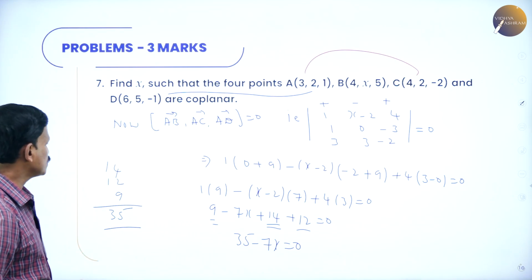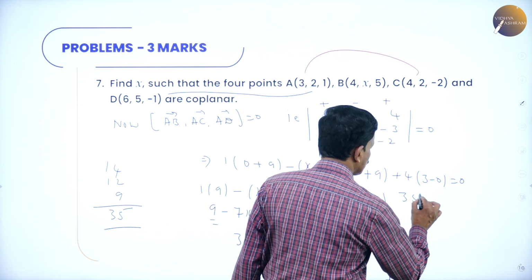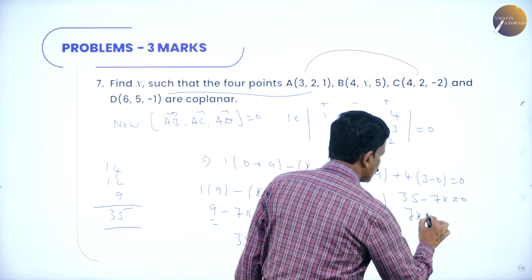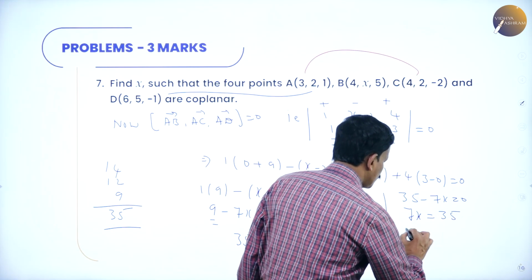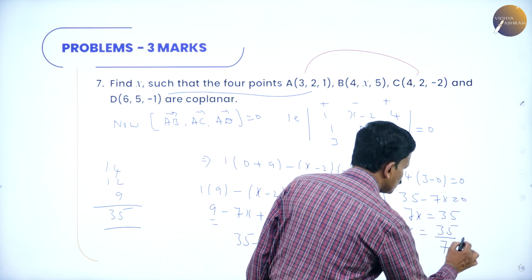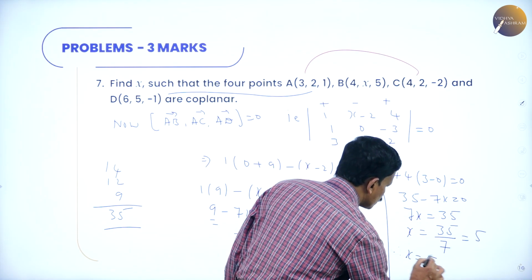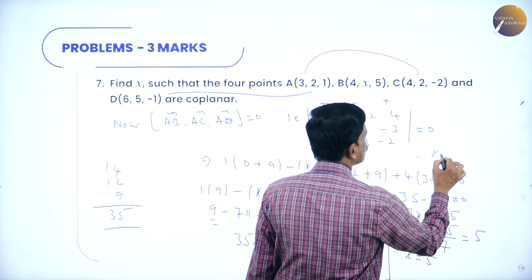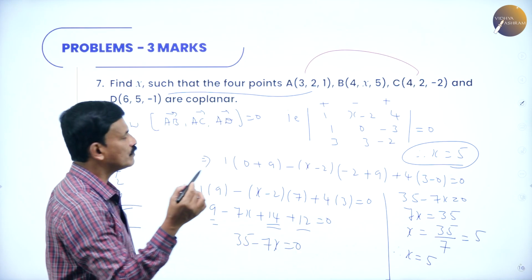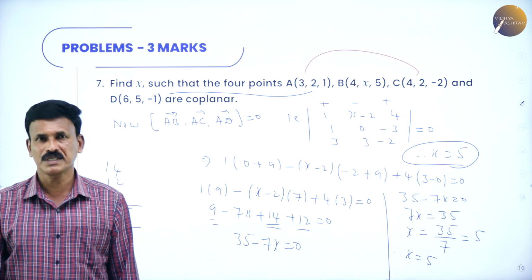35 minus 7x is equal to 0 implies 7x is equal to 35. Therefore, x is equal to 35 divided by 7, which is equal to 5. So the value of x is equal to 5. For x equal to 5, the four points A, B, C, D are coplanar.